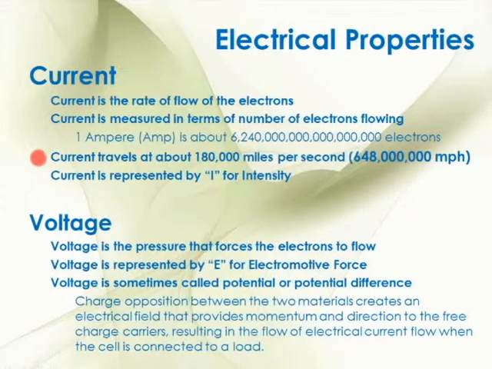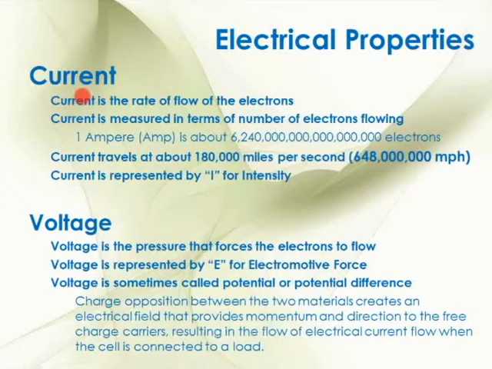And the other thing about current is that it travels about 180,000 miles per second, or 648 million miles per hour, which is almost the speed of light. So electricity does take time to get from point A to point B, but more often than not, it's so fast a human can't perceive such a small amount of time for the electricity to go along a 100-foot run of wire. When you turn something on, the whole circuit is going to be instantly energized, because it happens so fast you're not going to have a chance to even blink. 180,000 miles per second is very fast.